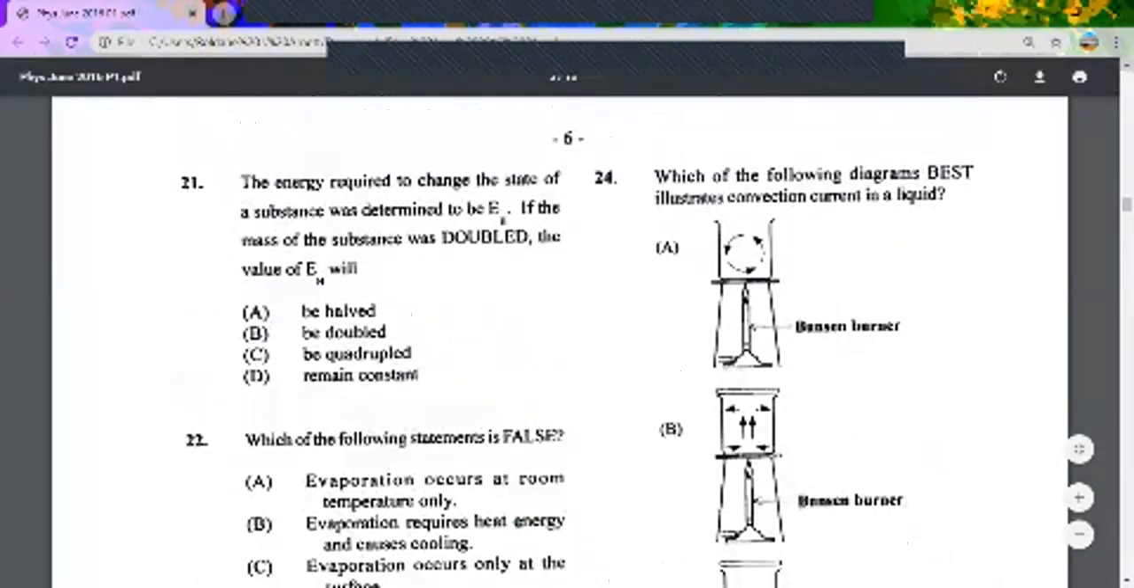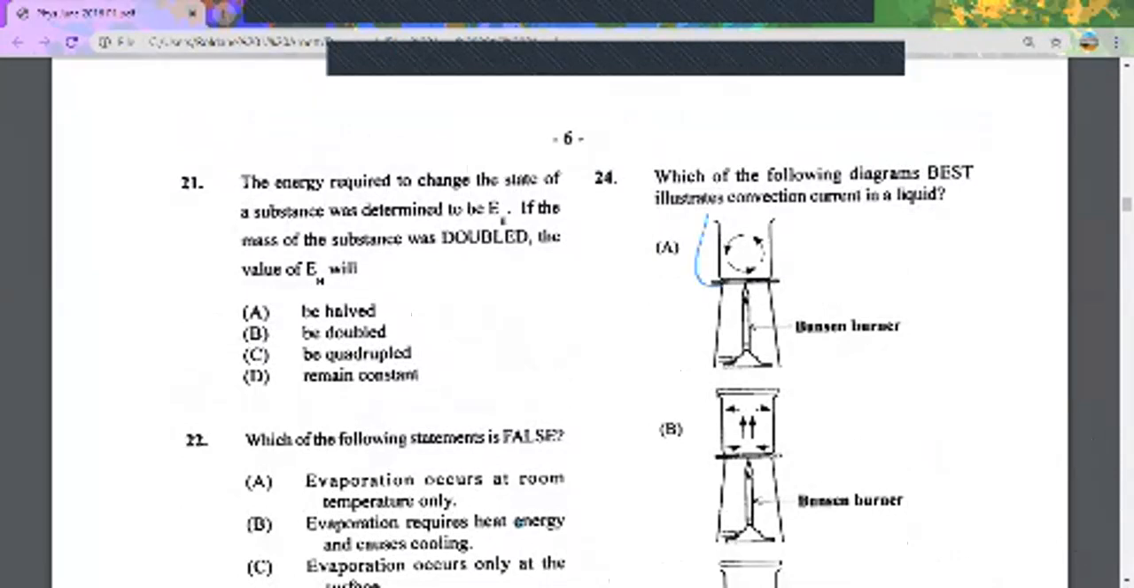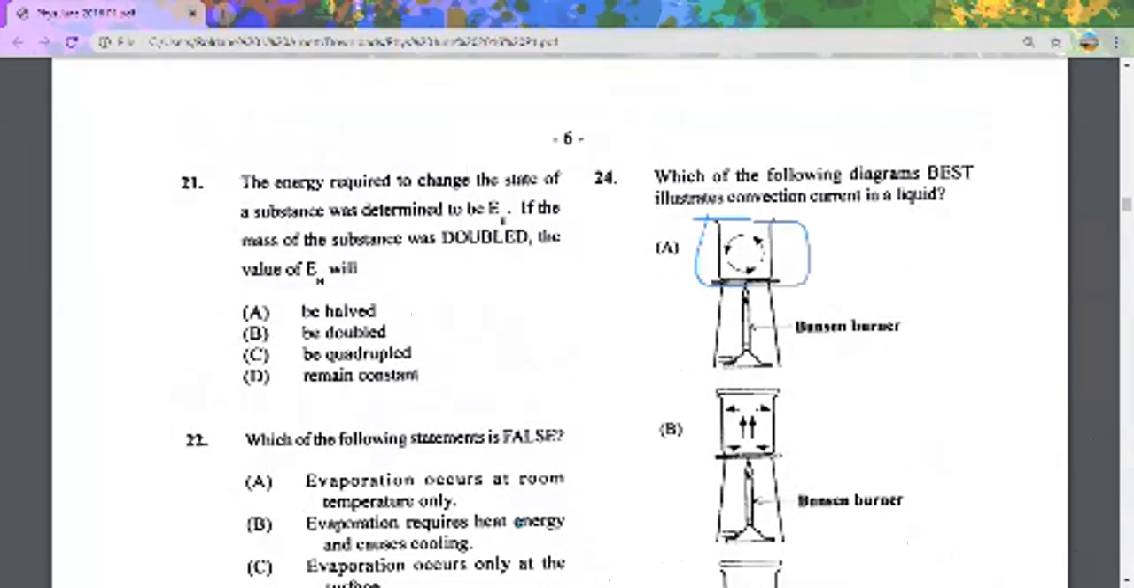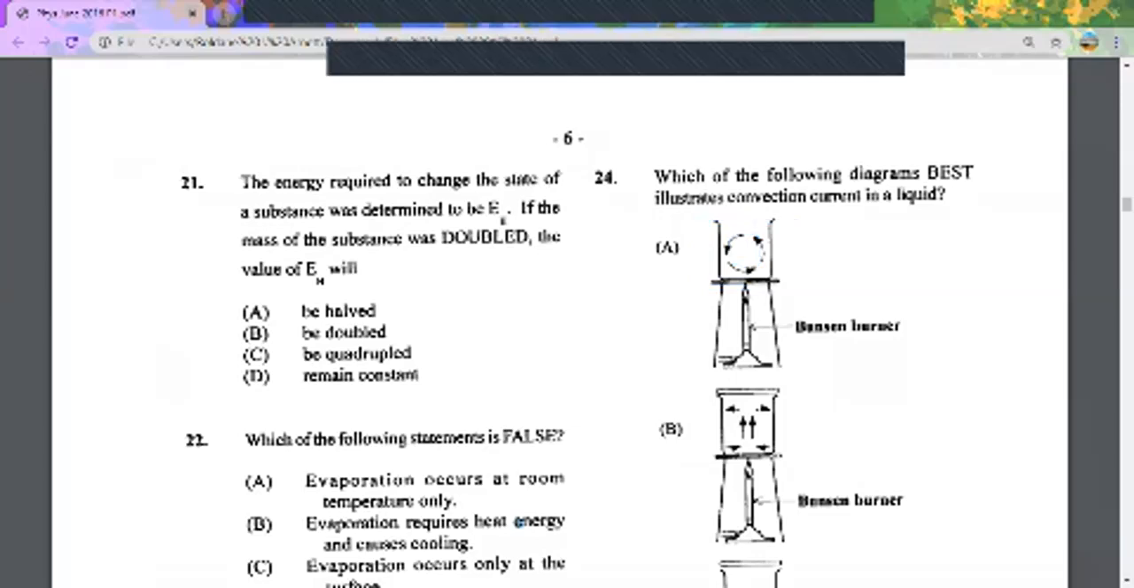Moving on to 24. Which of the following diagrams best illustrates convection current in a liquid? A. And if you don't believe me, you can go in your kitchen and actually watch those bubbles go up and the water in return plunging down in the pot. Just don't hold your head over the pot. Let's move on.